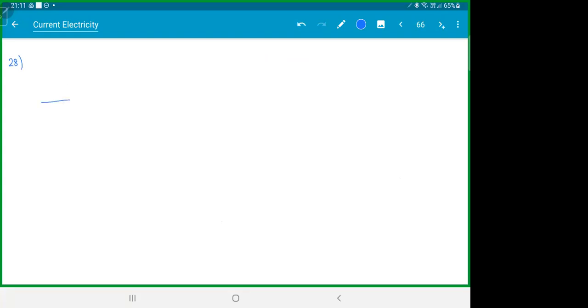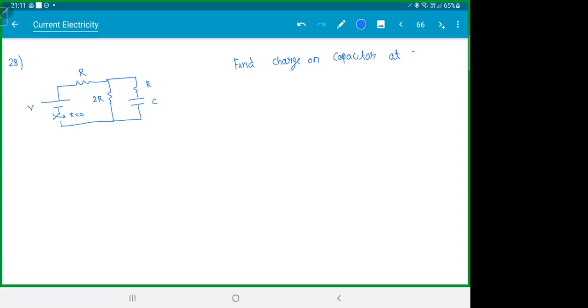So let's say we have a resistor and a capacitor like this: V, R, 2R, R, and C. The switch is open, it's closed at t equal to 0. Find the charge on the capacitor at time t. Not steady state, find the charge on the capacitor at time t. How will you do this? Try.